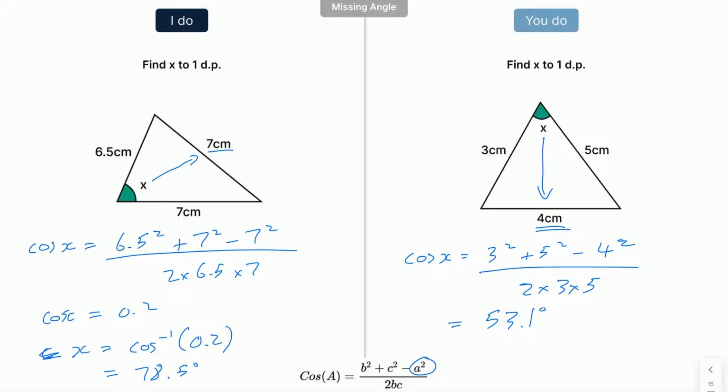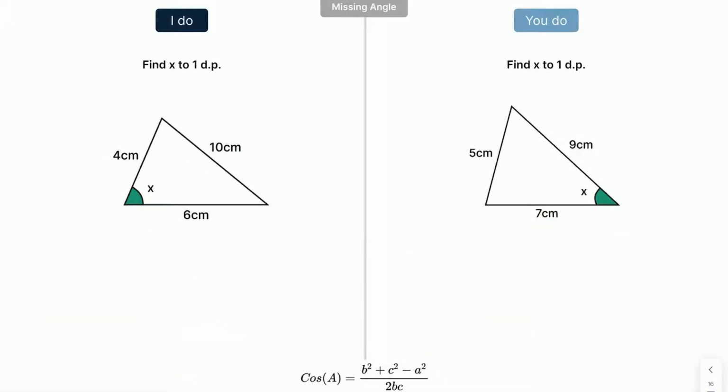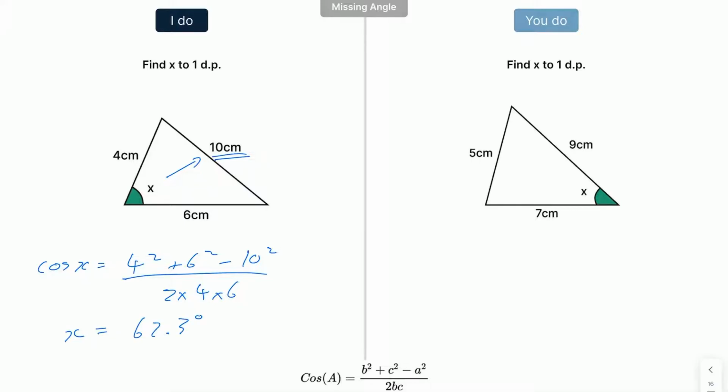So moving on, again, we've been given 3 sides and asked to find an angle. The side opposite the angle is 10. That's what A is in the formula. So we have cos x is equal to 4 squared plus 6 squared minus 10 squared, all over 2 times BC. When you do the inverse of cos and solve that, you get 62.3 degrees to 1 decimal place on your calculator. And again, hopefully you press pause and have a go.